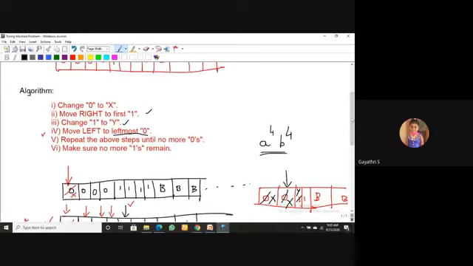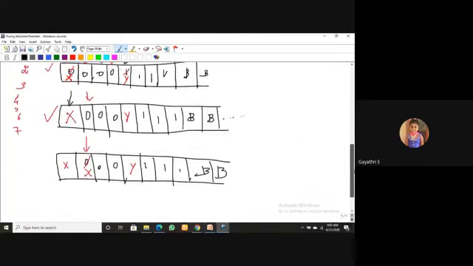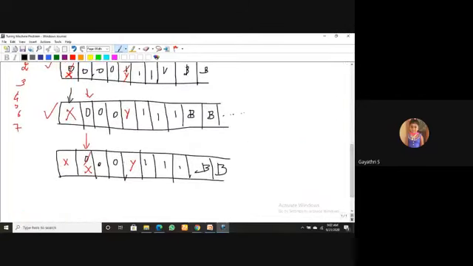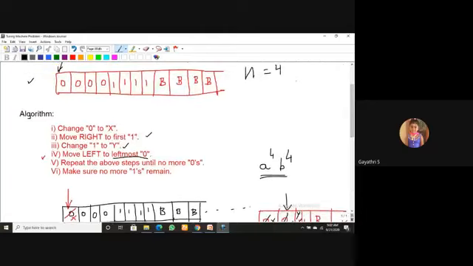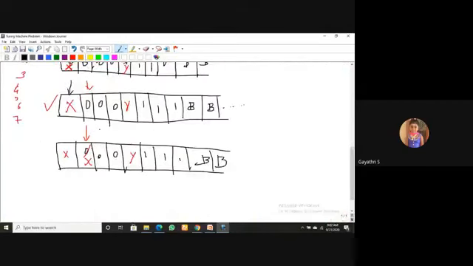Next, move right to first one. I'm now here only. That 0 is replaced by x. Next, move to first one. What's the direction? Right. Okay, move right to first one. So in the next step, I will be here, the first right movement.